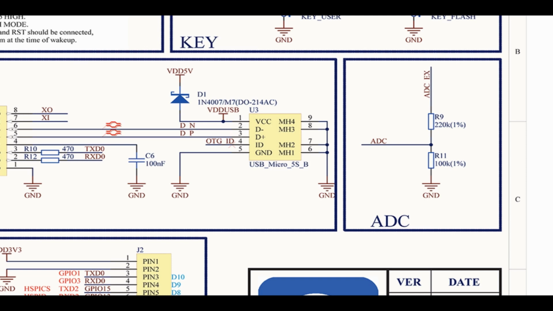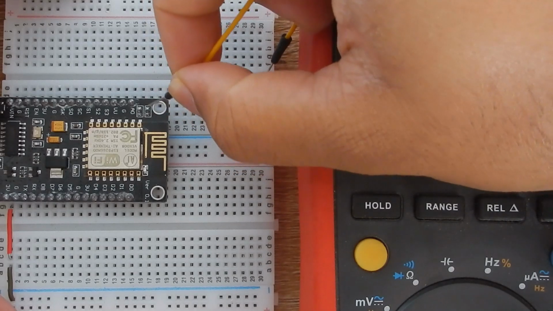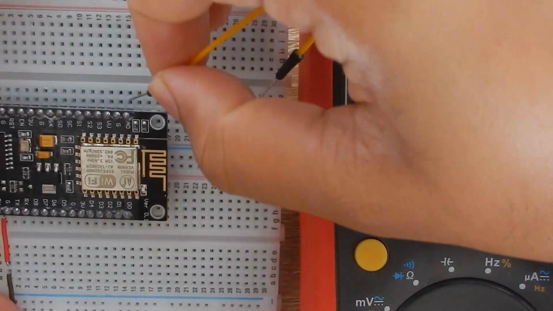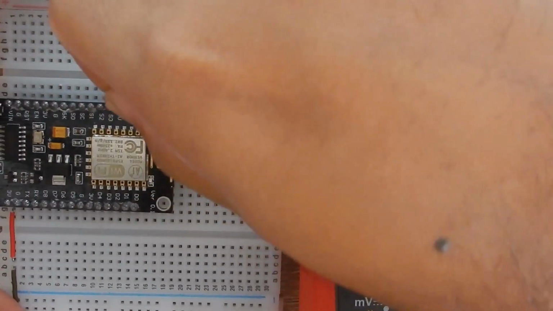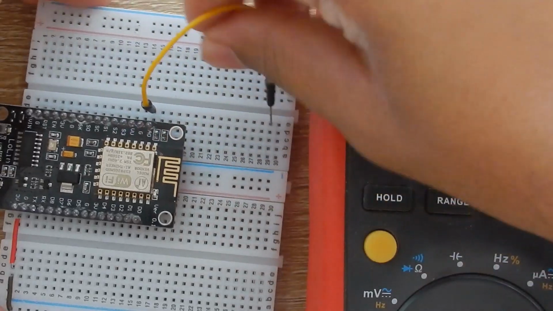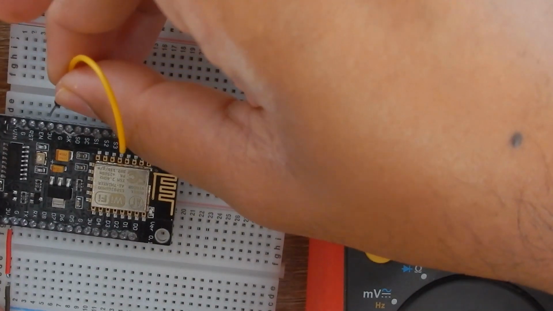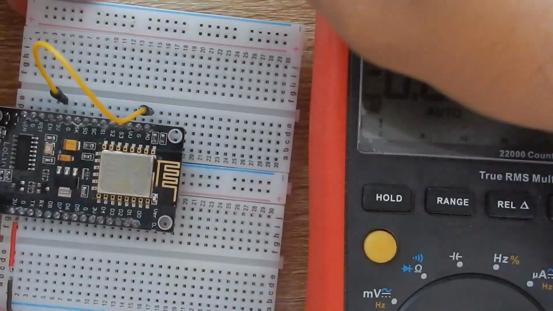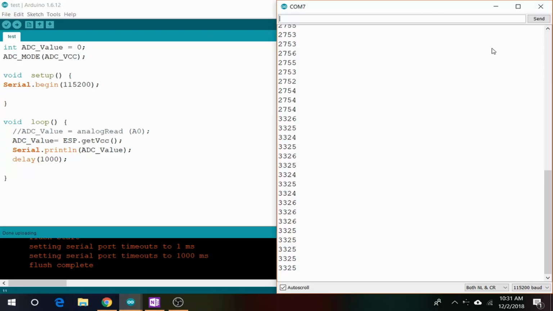There are two ways to solve the problem. First one is to remove the resistors near the corner. The second solution is to connect a jumper wire between 3.3 volt and the analog pin. After connecting the jumper, you can see the value is quite close. It is 3.326 volt.